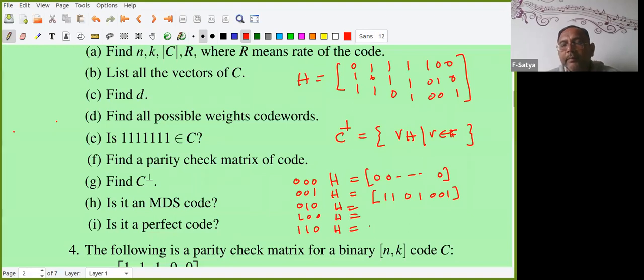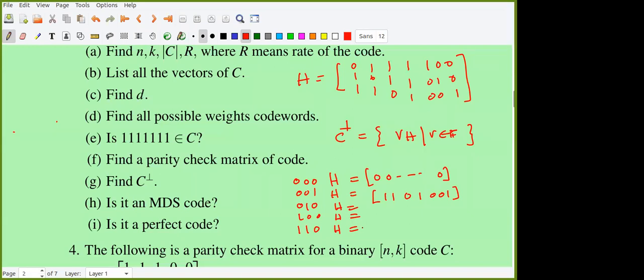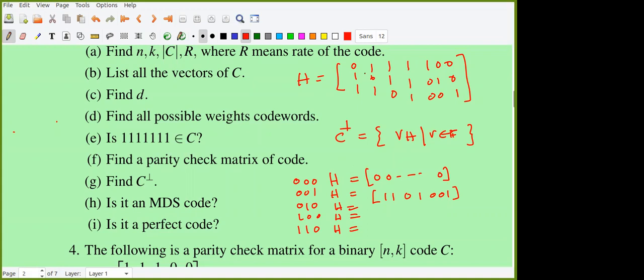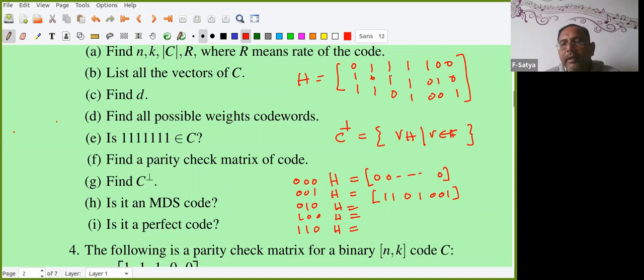What will that give me? 1 1 0 0. No need to tell that answer, okay? What is it doing? It is just adding up the sum of these two rows, okay? It is the sum of these two rows. Are you following that part?